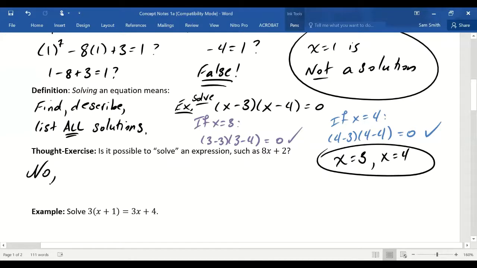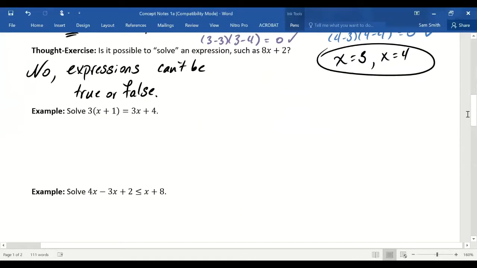And the reason is that an expression, since it's not a statement, since it's just an object, can't be true or false. Expressions can't be true or false. And because expressions can't be true, they can't have solutions which make them true. So it doesn't make sense to solve them, because it doesn't make sense to have a solution to an expression. Okay, so let's get back into the realm of equations now.